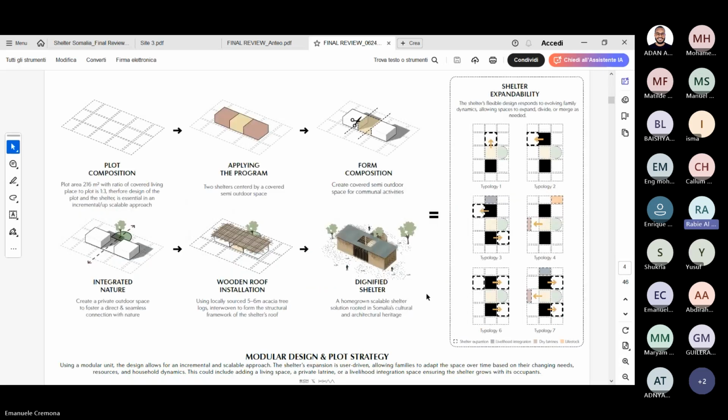Can we go to the next slide? Using a modular unit, the design allows for an incremental and scalable approach. The shelter's expansion is user-driven, allowing families to adapt the space over time based on their changing needs, resources, and household dynamics. This could include adding a living space, a private latrine, or a livelihood integration into the plot, ensuring the shelter grows with its occupants. Next, please.